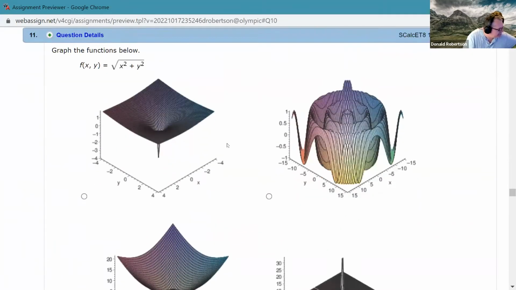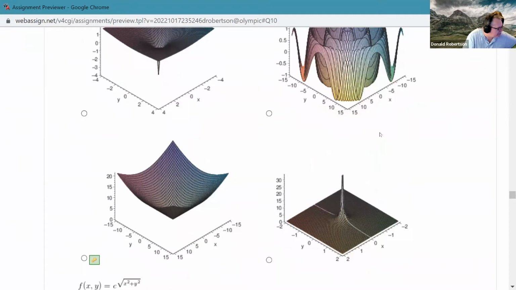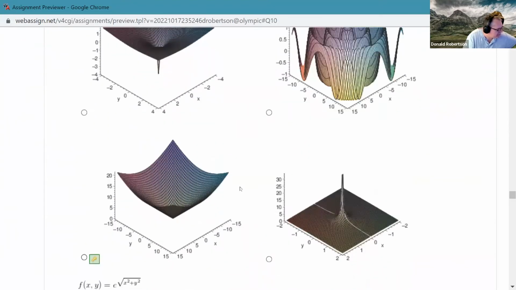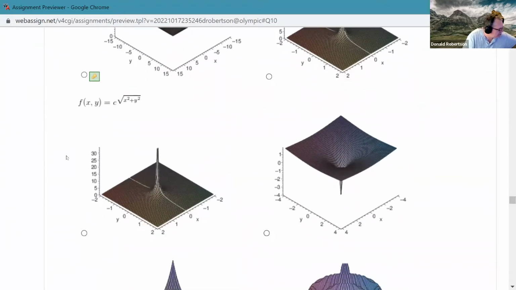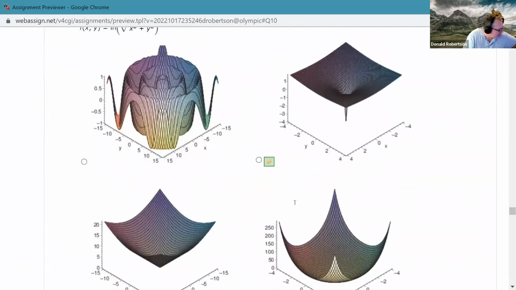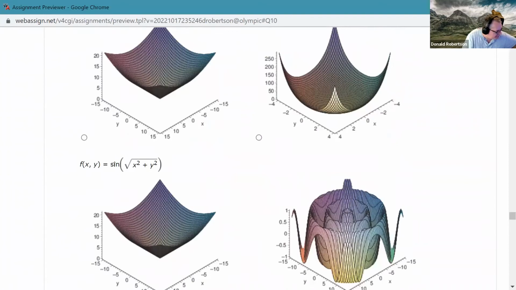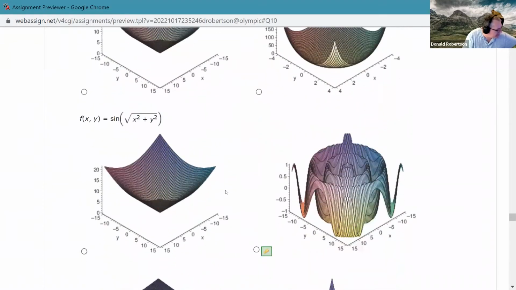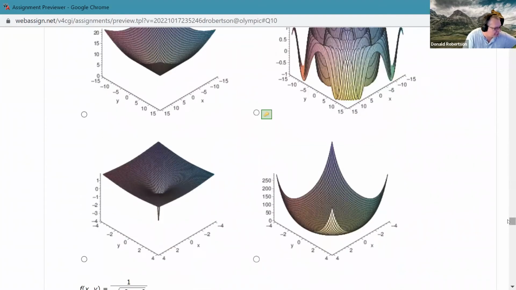Here's a function. One of these guys is going to be that function. Here's another function, one of these. Here's another function, one of these. Isn't this basically type them into GeoGebra and look to see what you get? And hopefully, if you type in this one, it will look, well, I've got the answers. It looks like that one.